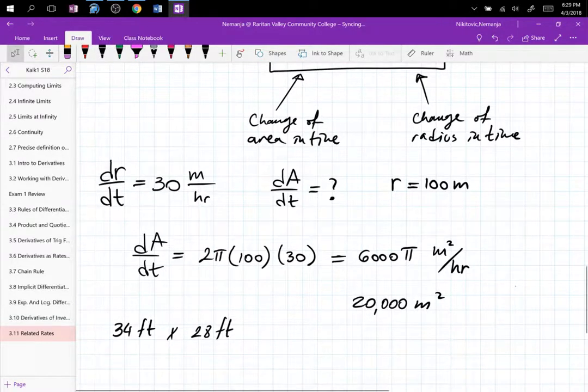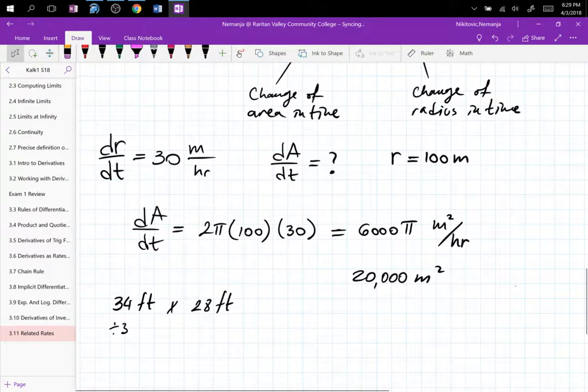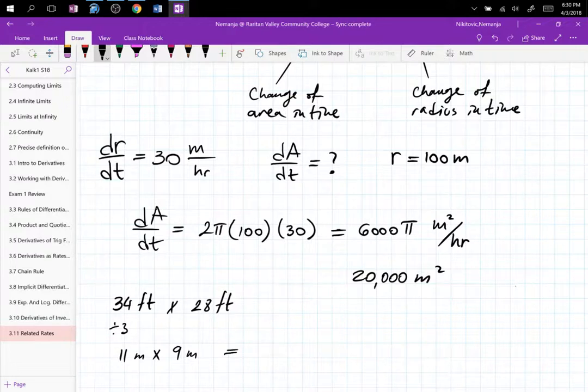So that's the classroom. Now in feet, 3 feet is about a meter. So divide by 3, right? So you get about 11 meters by 28 divided by 3, which is almost 29. Like 27, that's a 9. So about 9 meters. So this is like a 99. So this is about 100 meters square. So look at this classroom. It's about 100 square meters.